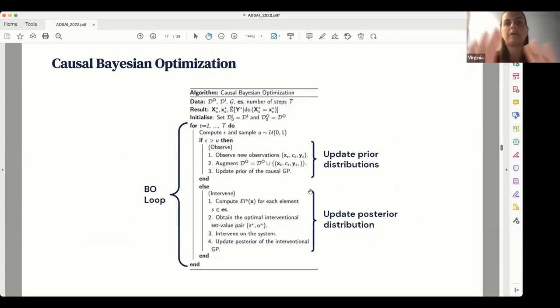So you'll still have a Bayesian optimization loop. So you're going to collect interventions sequentially. At every step, you're going to decide whether to observe or to intervene. If you observe, you collect observational data, so you can update the prior distributions for the causal effects. If you instead intervene, you can update your posterior distribution for the intervention that you have performed.